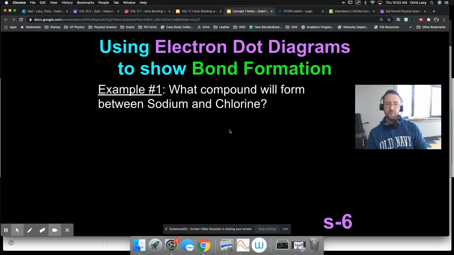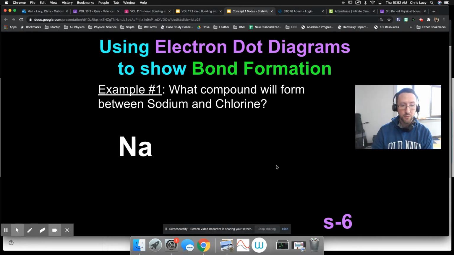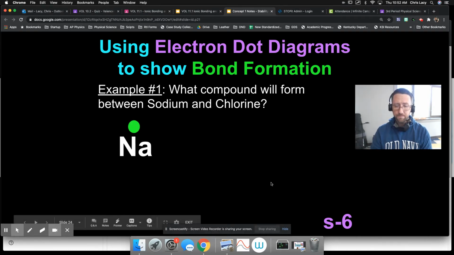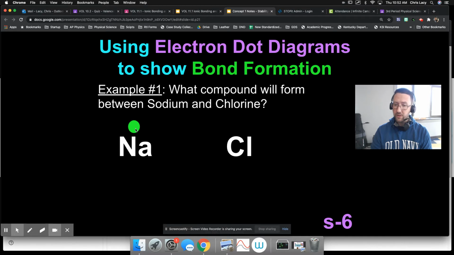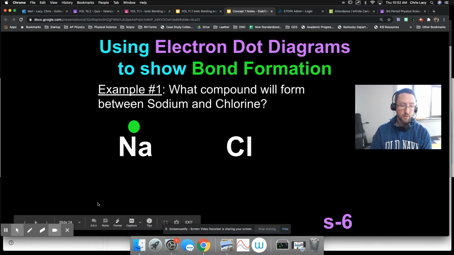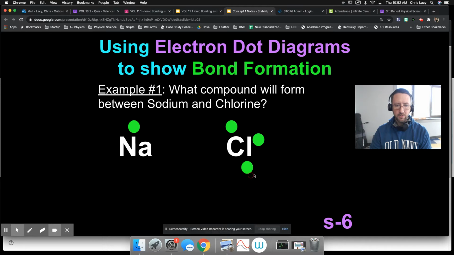What compound is going to form between sodium, which is Na, number 11, and chlorine, Cl, which is number 17 on the periodic table? First, we draw our symbols. Sodium only has one valence electron, chlorine has seven. So on the actual card sort Monday, there will be a bunch of little green dots down here you've got to drag and put where they need to go. But I'm going to drag one, two, three, four, five, six, seven.